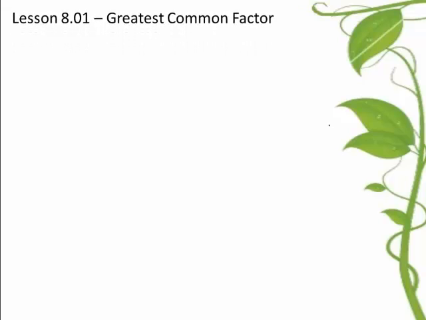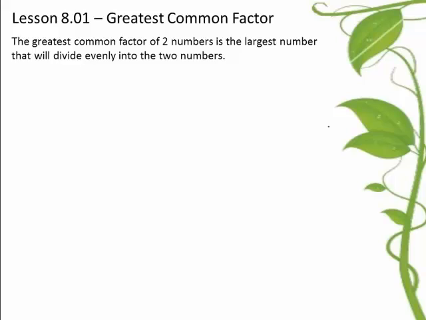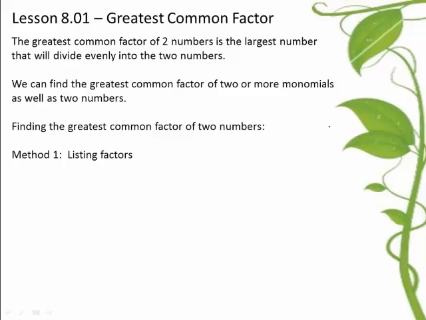Lesson 8.1, Greatest Common Factor. The greatest common factor of two numbers is the largest number that will divide evenly into both numbers. And we can find the greatest common factor of two or more monomials as well as two numbers. Finding the greatest common factor of two numbers, we can use two methods.